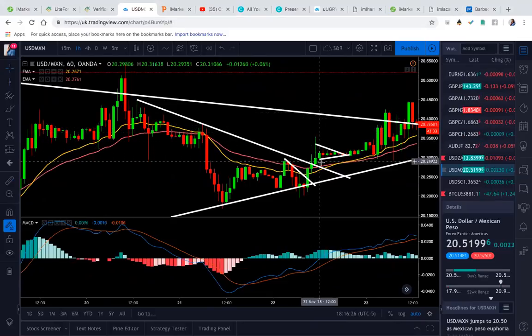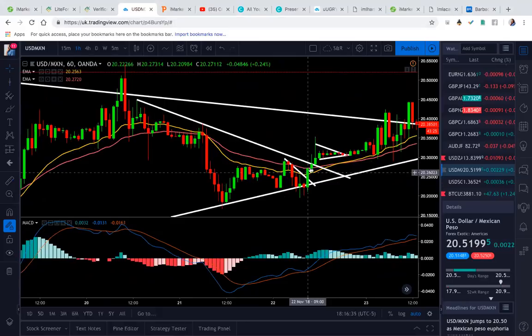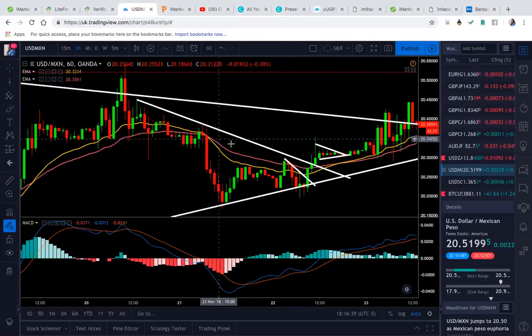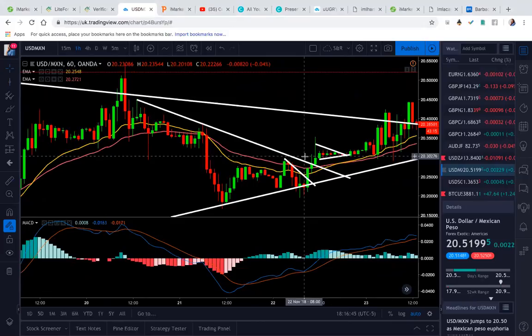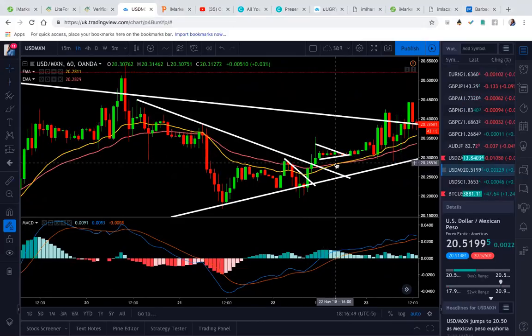What are we looking for? We're looking for the moving average line. So this 20 moving average line to cross with the 35 moving average line. So yes, it broke here. It broke this flag. But we just don't want it to break. We need the cross for the confirmation.